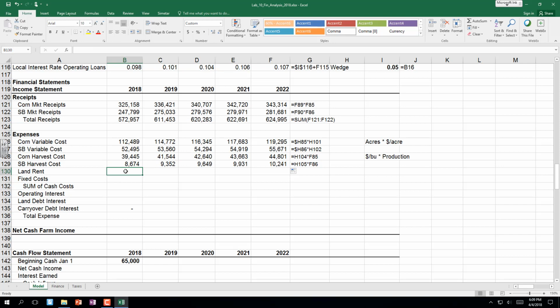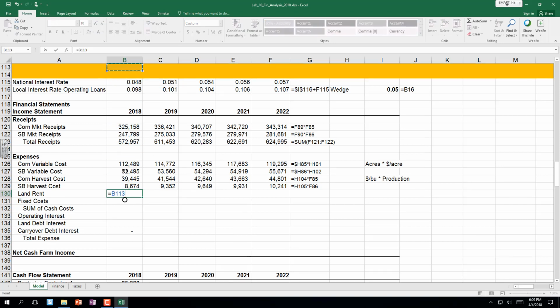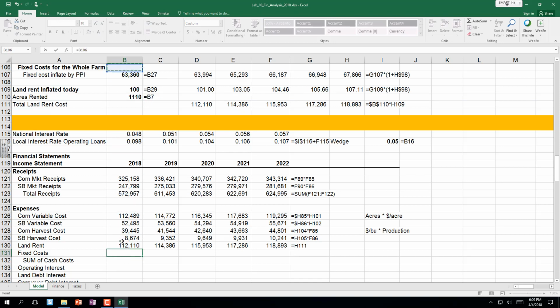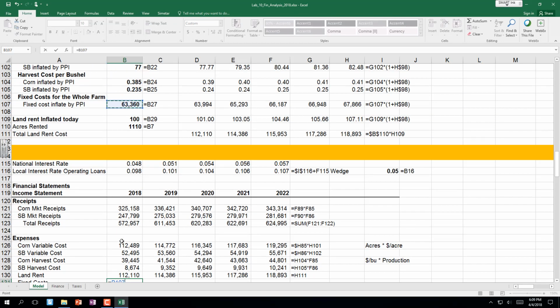Okay. Land rent. Well that's a no-brainer. I just saw that a minute ago. That is equal to D111. And we can drag that across. And fixed costs are equal to, okay, we inflated that a minute ago. There it is. It's in D107.